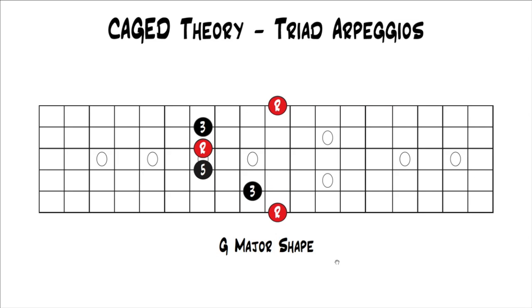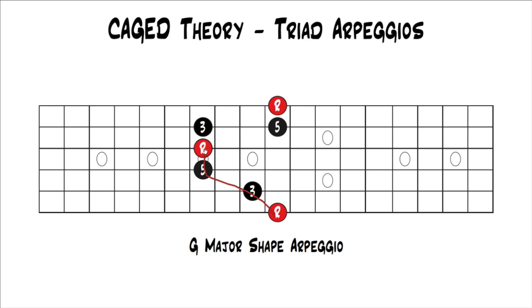Next one is your G shape. We've gone through C and A, now we're on G, starting with the G major shape. This one you have an arpeggio up to the 2nd string, which is root 3 5, root 3, but then from your 3 to your root, you need a 5 in between there. So that's really the only note you'd need to add in to make this a G major shape arpeggio.